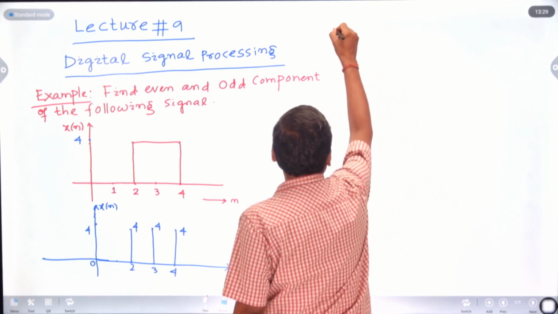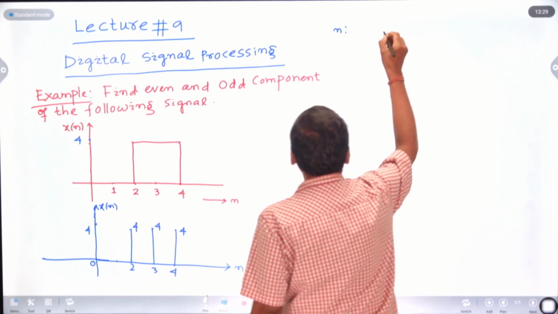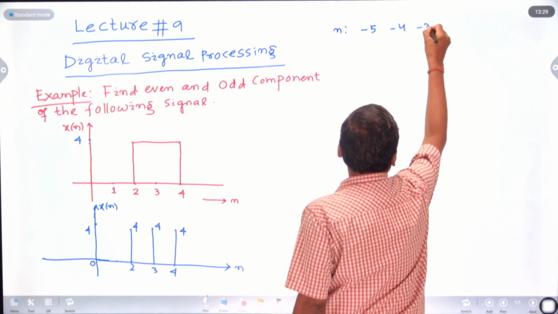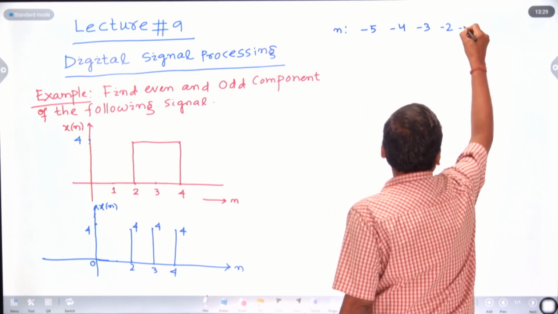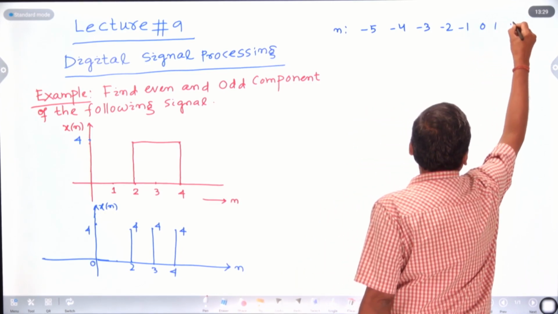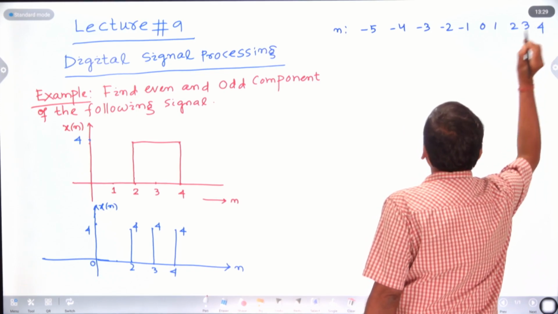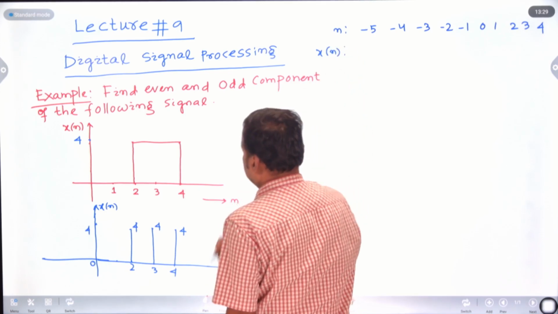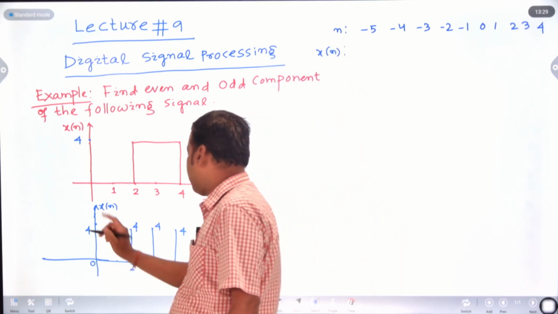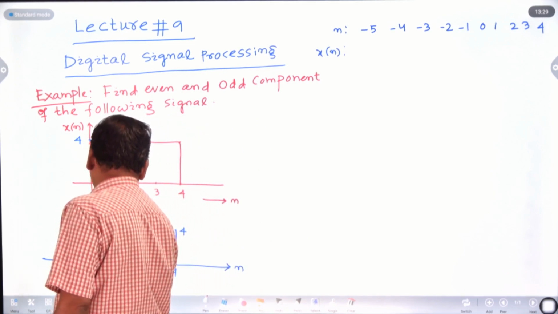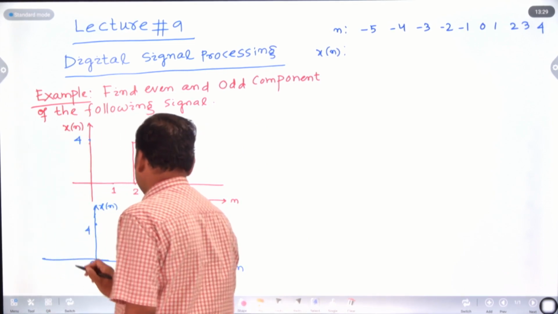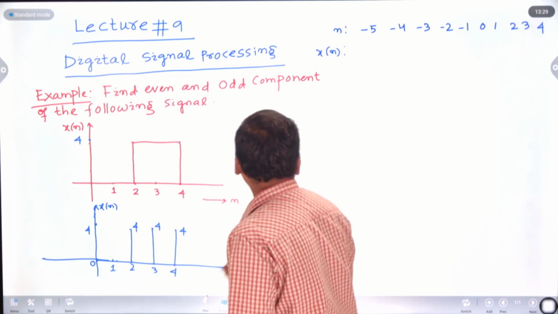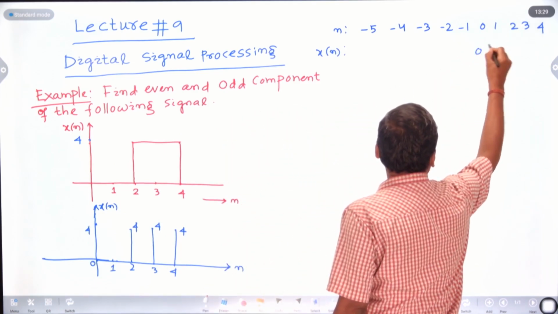In the table, first of all, this is your n: let this be minus 5, minus 4, minus 3, minus 2, minus 1, 0, 1, 2, 3 and 4. And then x of n, when I have sampled it, at n equal to 0 the value is 0. There is no signal present at n equal to 0. At n equal to 1 also, there is no sampled signal, so the value is 0.